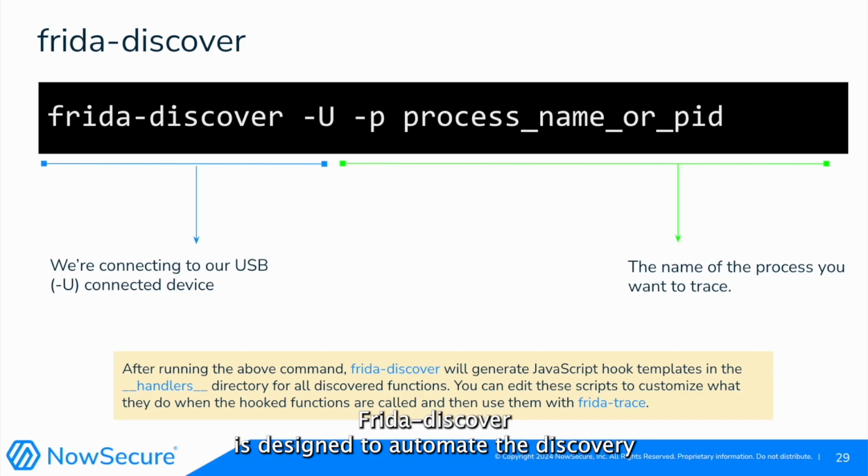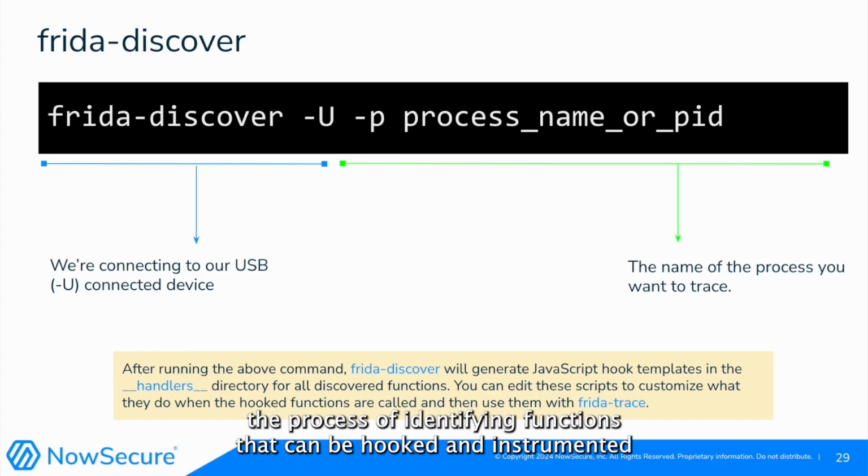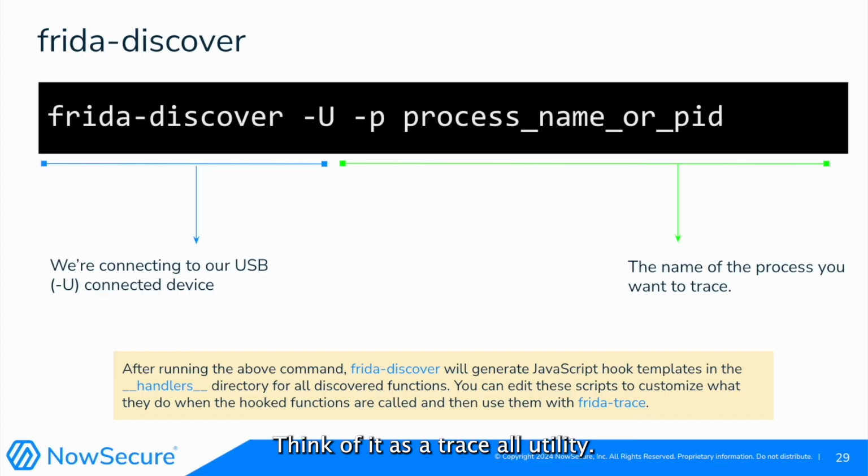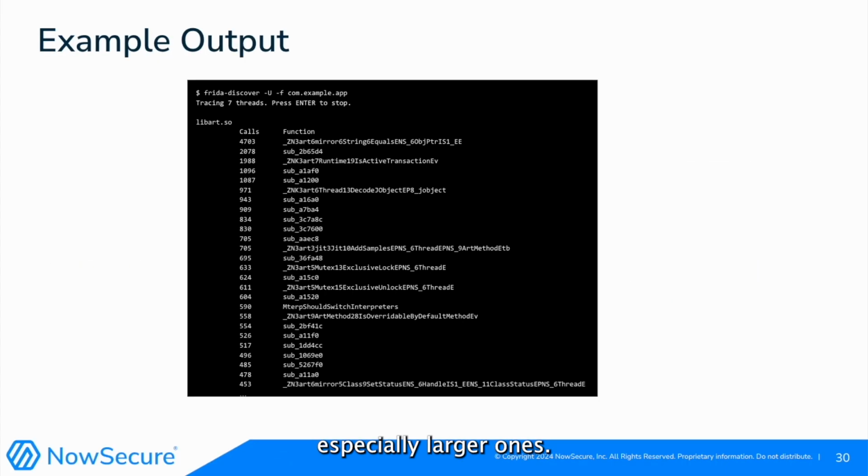Frida Discover is designed to automate the discovery of interesting functions within a target application. It simplifies the process of identifying functions that can be hooked and instrumented for further analysis. Think of it as a trace all utility. But be warned, sometimes the scope is limited and may not pick up every traceable function or method. It may also cause instability in the app, especially larger ones. Some example Frida Discover output might look like the following.